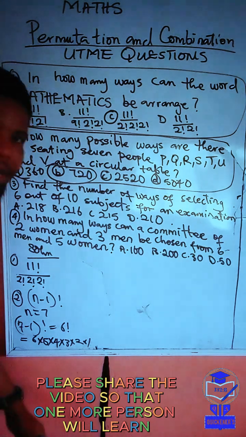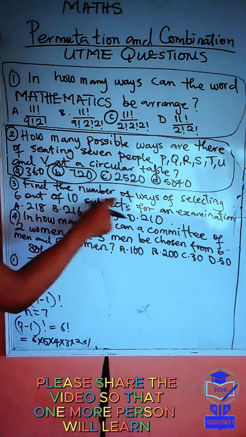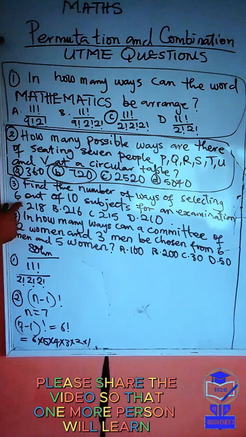Let's solve the next question. The next question is: find the number of ways of selecting 6 out of 10 subjects for an examination.